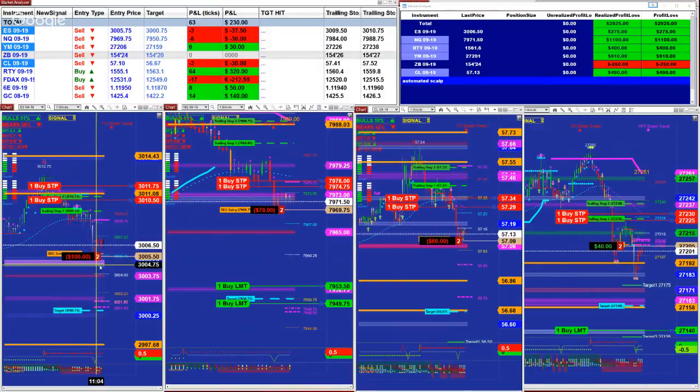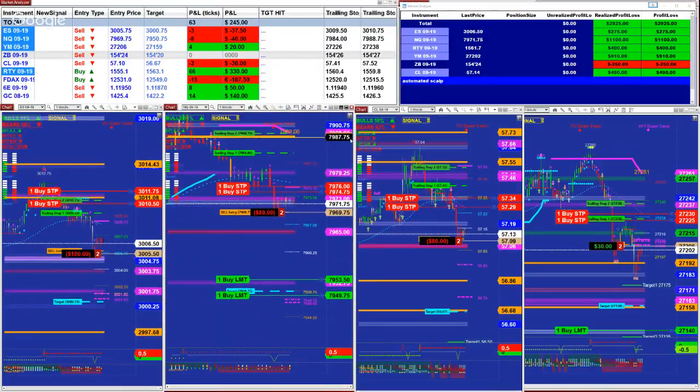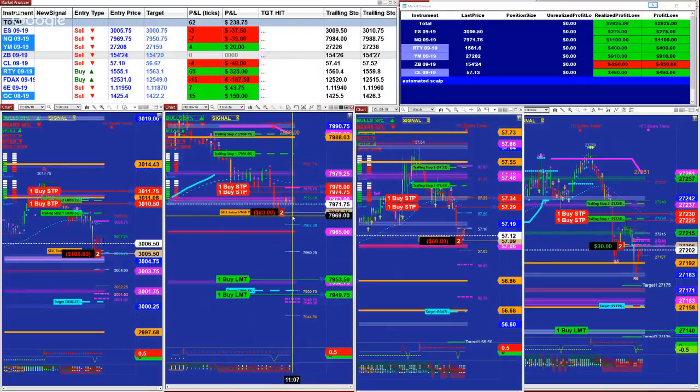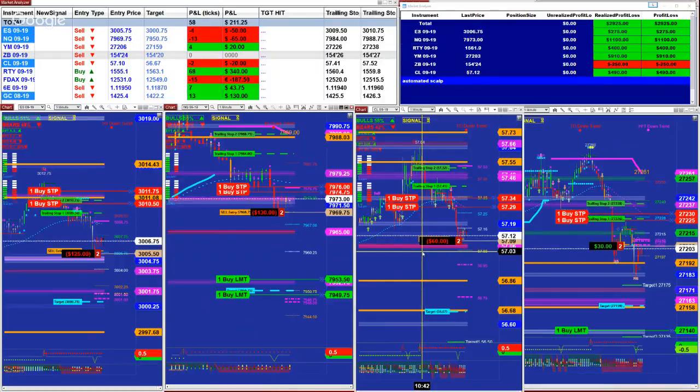So the ES, I will advise my traders to stay out of it. The Nasdaq is valid at the 69 level, short trade. The CL is valid at 57.04 or 57.03. Limited. Everything is a limited order. Sell position, limited order.